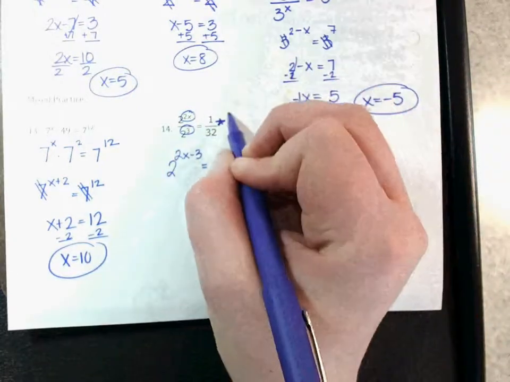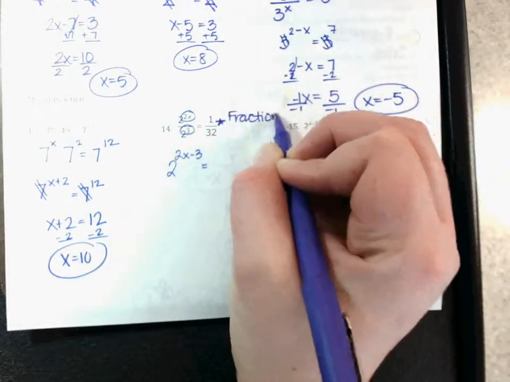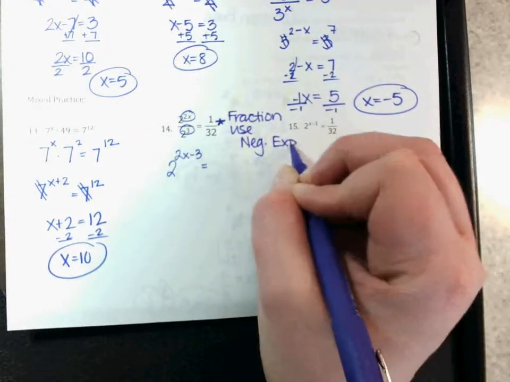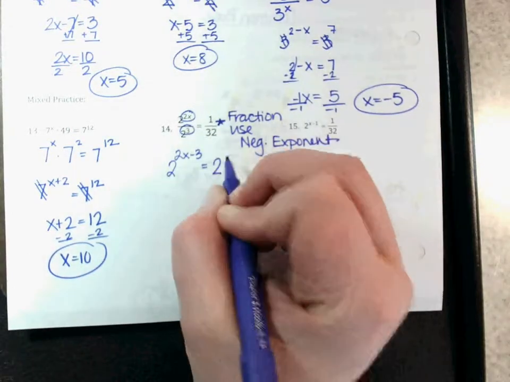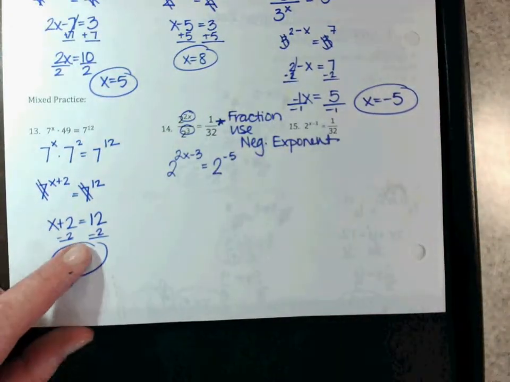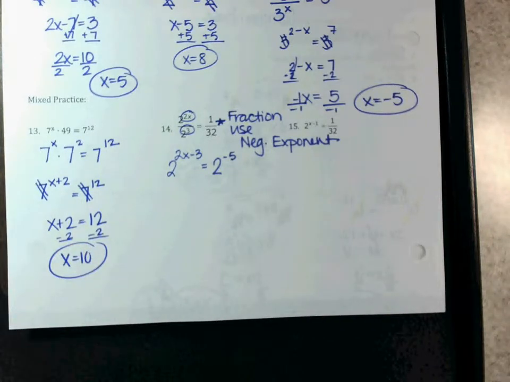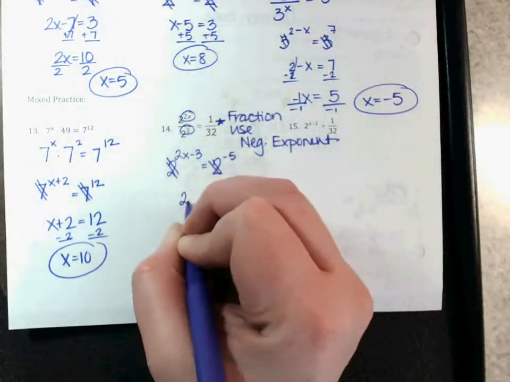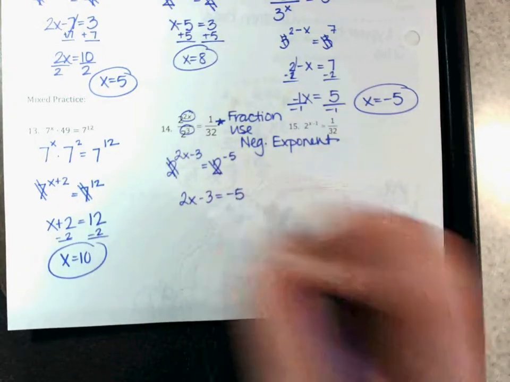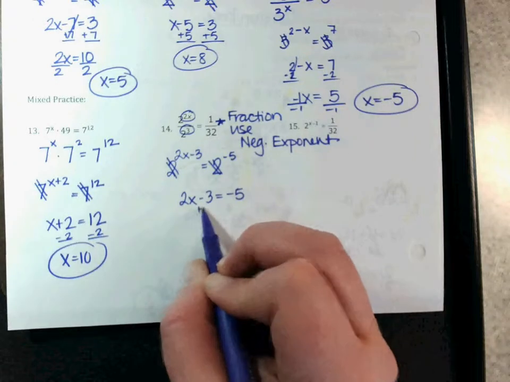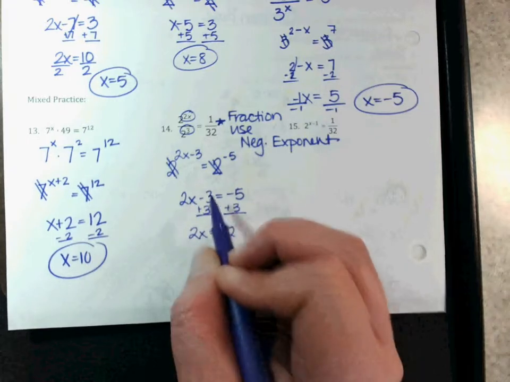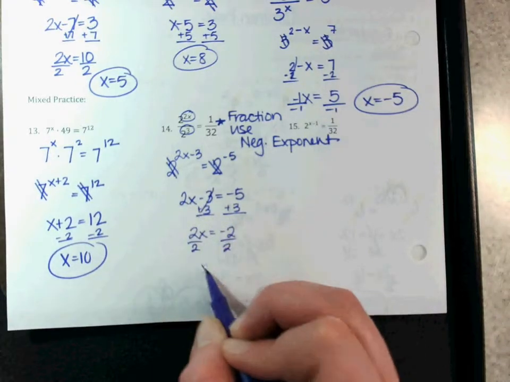Okay, so look on your chart. So 2 to the what? It is 2 to the 5, but if it's a fraction, you have to use a negative exponent. So I'm going to make that 2 to the minus 5. So remember, 32 is 2 to the 5, but it's negative because it was 1 over that number. Then you'll cross these out, and then you'll solve. So if it's 2x minus 3, what would I do first to solve? Add 3. Negative 5 plus 3 is negative 2. Then divide by 2 is negative 1.